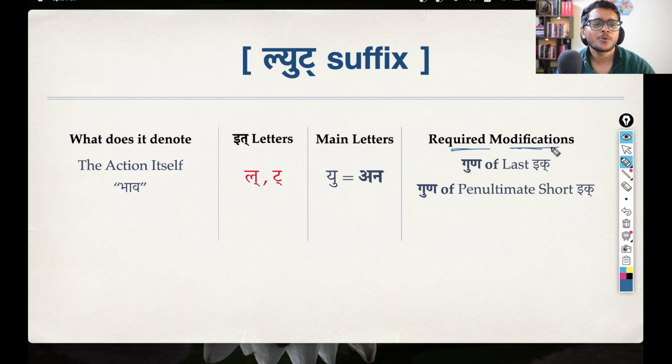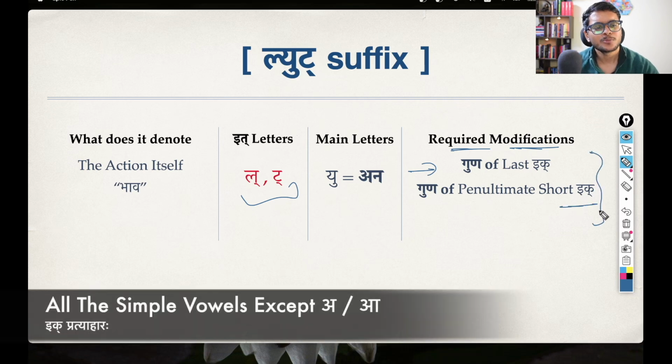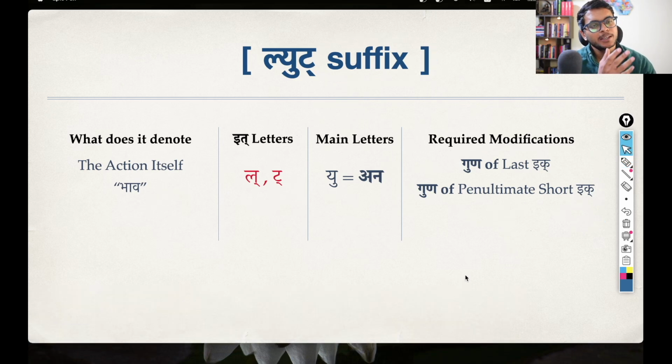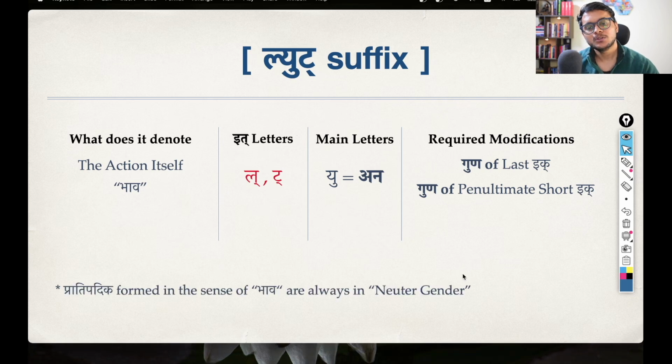And lastly, what is the required modification? Since we don't have any special kind of it letter, the default modification applies, that is the guna of the last ik and the guna of the penultimate short ik. This is a default modification: if nothing special is happening, all the krit suffixes modify the dhatu according to this, the guna of the last ik or the guna of the penultimate short ik. This is the entire detail for the lut suffix. Now try and remember this point: all the pratipadikas that are formed in the sense of bhava, that have this meaning, the action itself, are generally neuter gender.